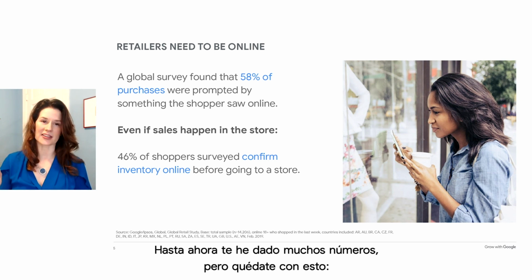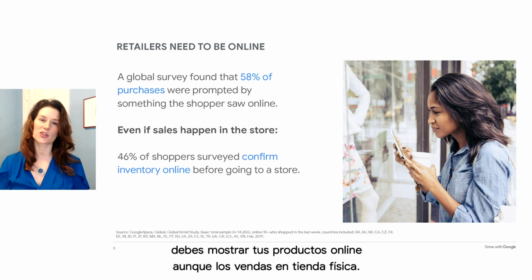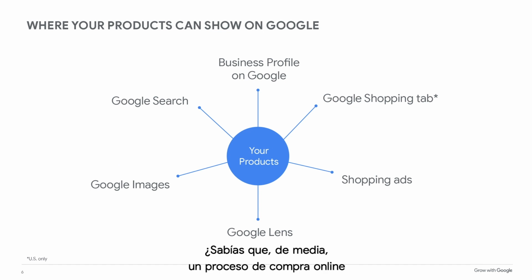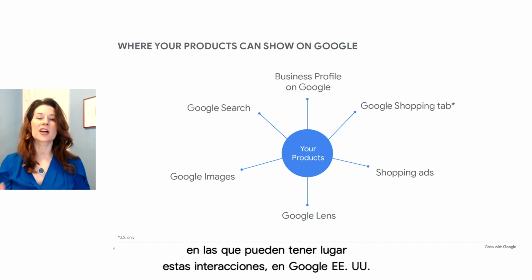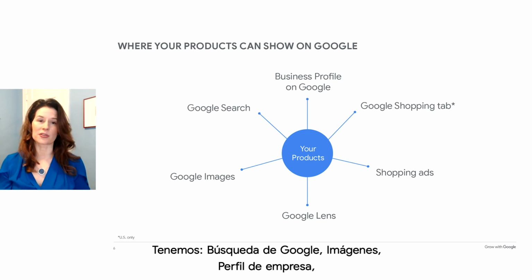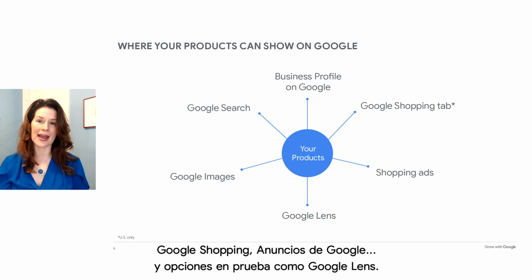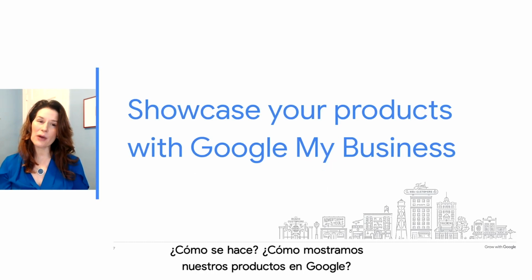Now, those were a lot of stats, but the big takeaway is that you need to get your products online, even if you sell them offline. Did you know that the average online shopping journey has over 140 touch points that influence what people buy and who they buy it from? This slide shows some of the places on Google where these customer interactions can happen for US-based customers. It includes Google Search and Images, a business profile on Google, the Shopping tab, shopping ads, and experimental places like Google Lens.